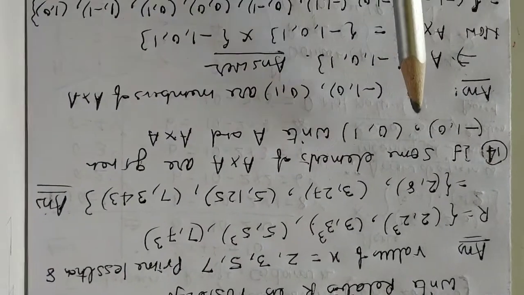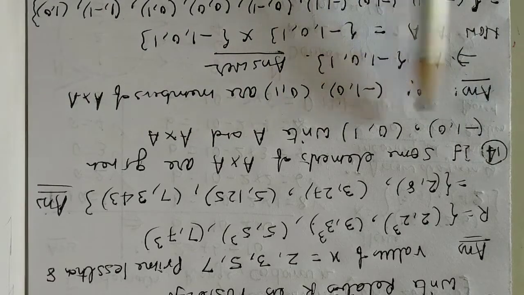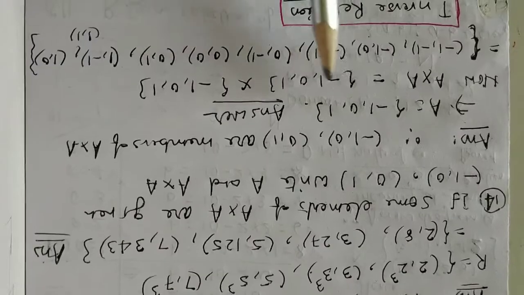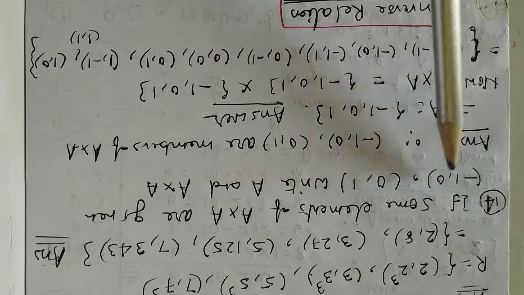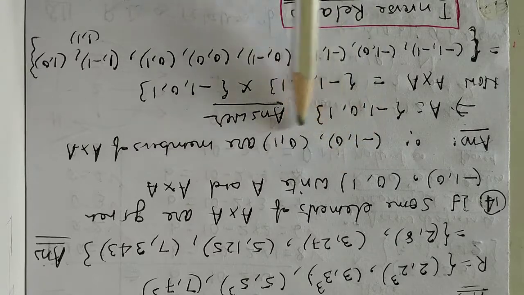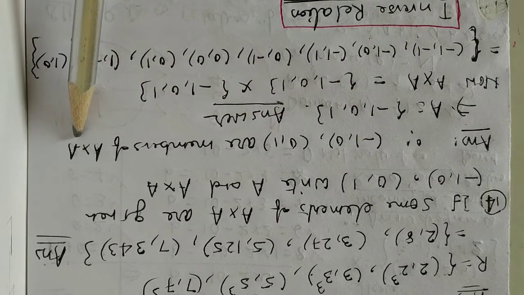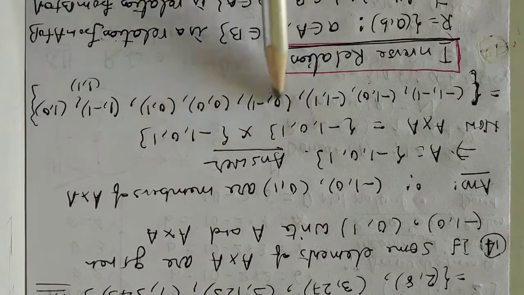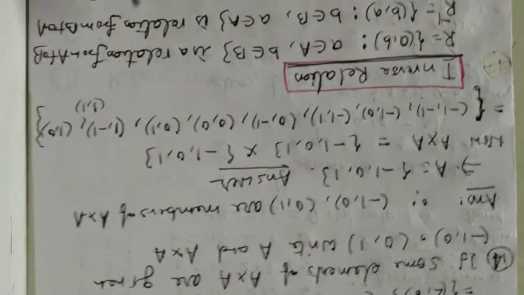Next. 2 elements of A cross A are given. Write A and A cross A. Since A cross A means all are members of A, minus 1, 0 and 1, all the 3 are members of A. Only one set is available, A cross A. There is no B. So A cross A is {minus 1, 0, 1} cross {minus 1, 0, 1}. You know how to write the ordered pair. So this is the relation.